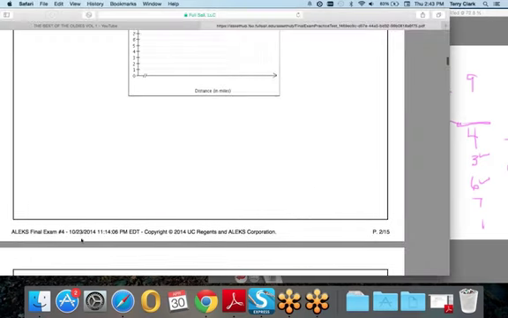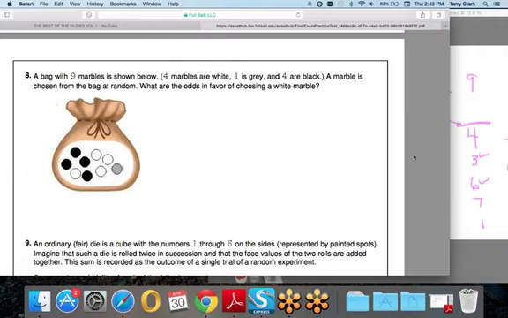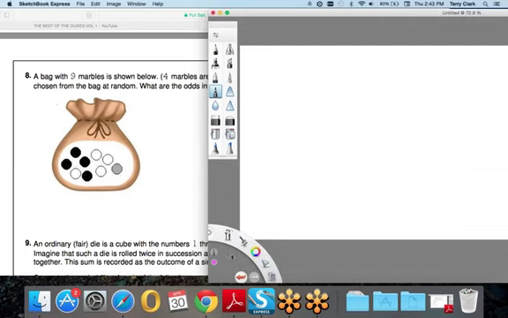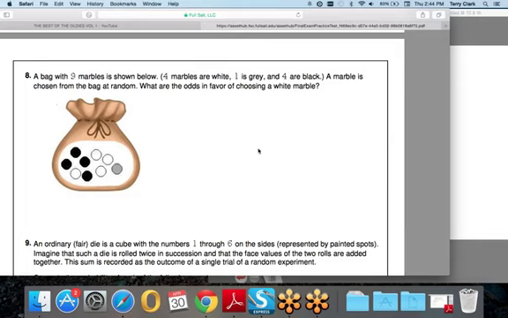All right, let's look at 8. 8 is gonna be a probability problem. Actually, it's gonna be an odds in favor of, but odds are also about probability as well. Okay, so it's a bag with 9 marbles shown below. 4 marbles are white, 1 is gray, and 4 are black. A marble is chosen from the bag at random. What are the odds in favor of choosing a white marble?